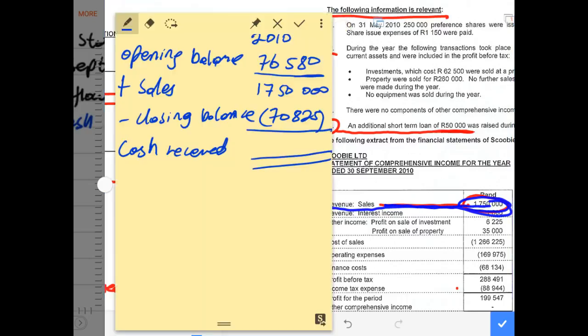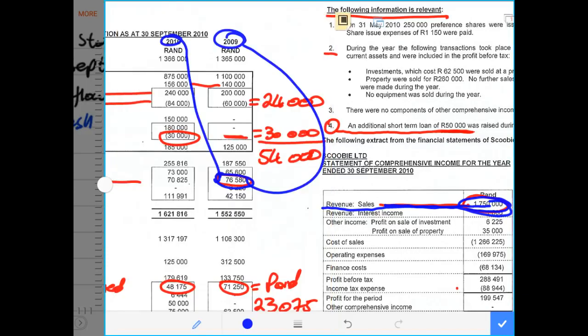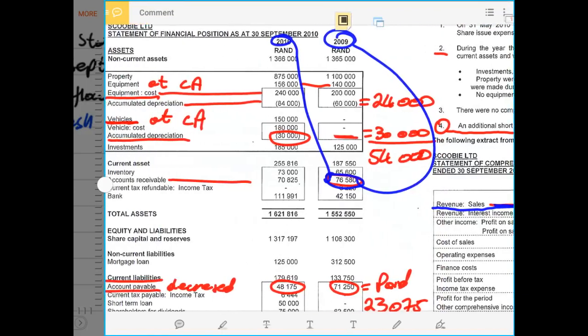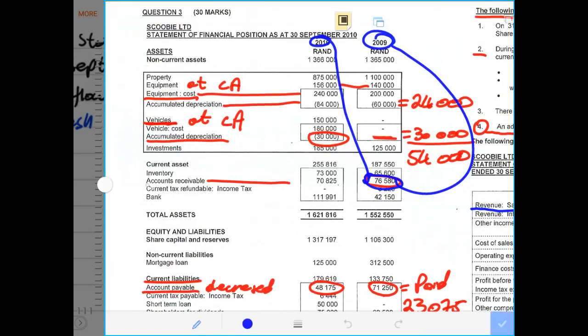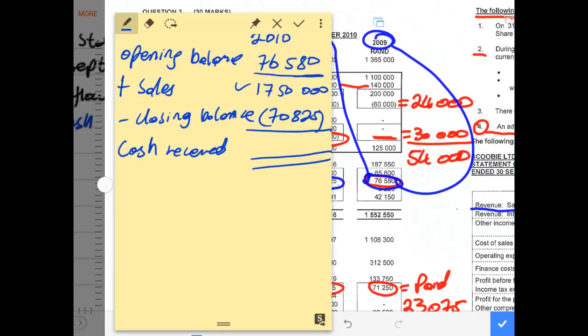Therefore, we say opening balance, which is account receivables, plus all the sales. Then we subtract the closing account receivables, which is the account receivables for the year 2010. That was the closing balance of the account receivables, 70,825 at the end of the year 2010. So now we say opening plus sales minus closing. That will give us the cash received from customers.